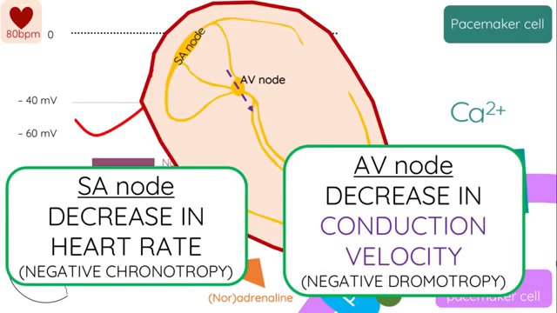The combination of these two effects is why beta blockers can be used as antiarrhythmics, for example in the treatment of AF. So that's an overview of how beta blockers act on the heart.